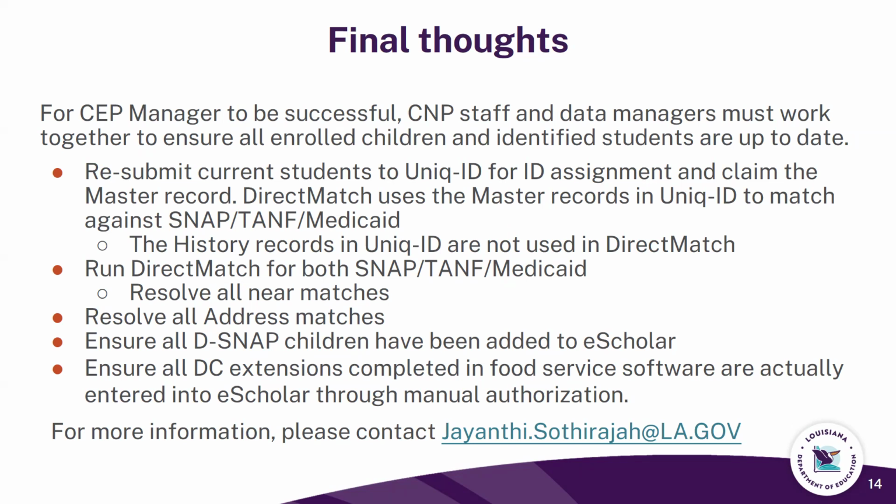You also may want to run Direct Match for SNAP, TANF, and Medicaid, and resolve all near matches, which you should be doing monthly. Resolve all address matches, ensure all DSNAP children have been added to eScholar, and ensure all DC extensions completed in your food service software are actually entered into eScholar through manual authorizations. So again, these are some things that you can make sure you have done, especially if your numbers are not matching. But if you have any additional questions or for more information, like I said before, please contact Jane at the email or the numbers that were provided on the previous slide.